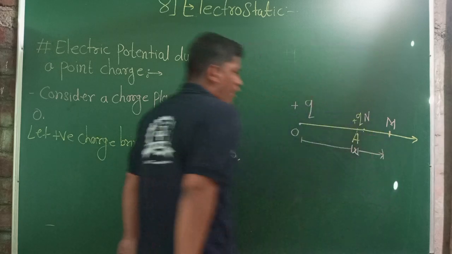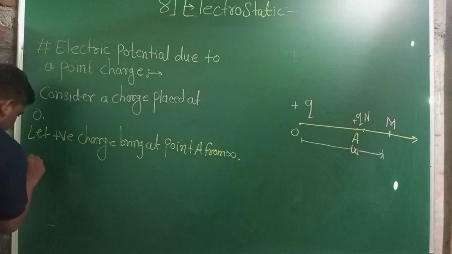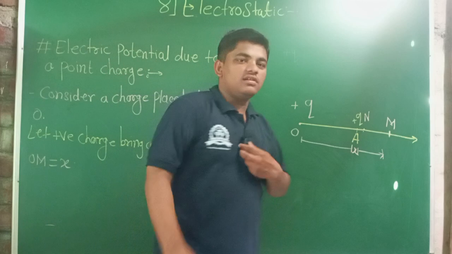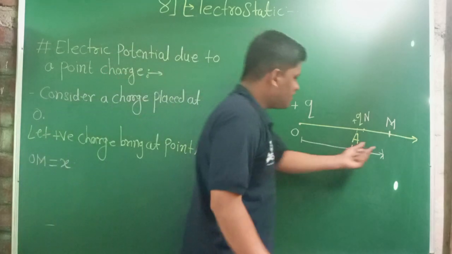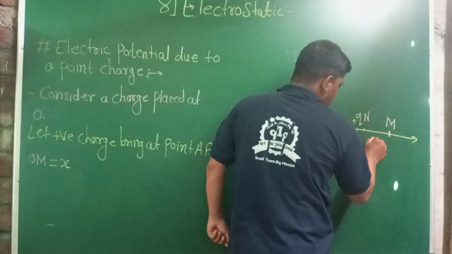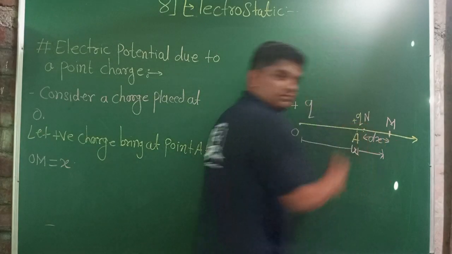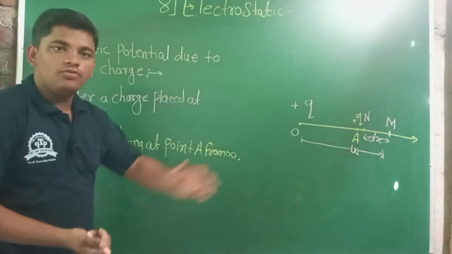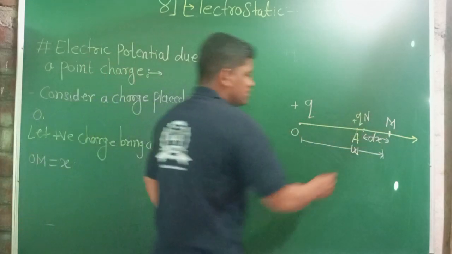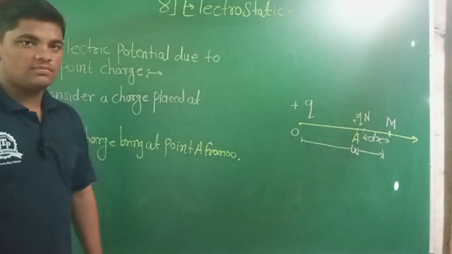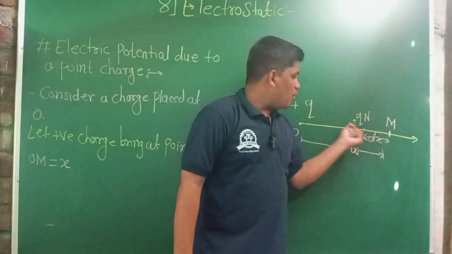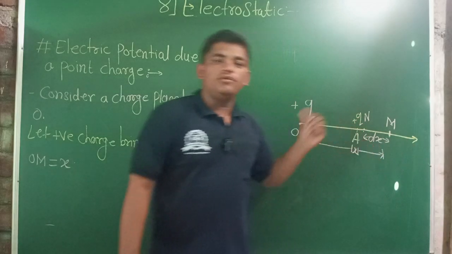The distance between point O and point M is x. The distance OM is x, and the charge undergoes a certain displacement, not velocity, which is known as dx. When the particle moves from M to N, it is displaced by dx. We know that work is done when this positive charge moves from M to N.